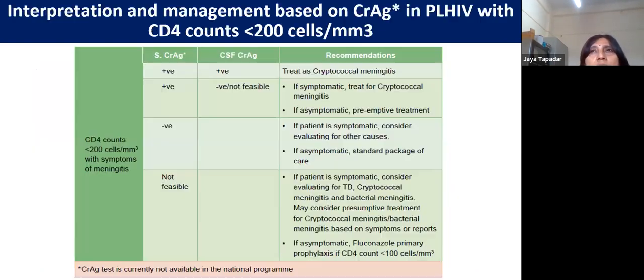And it is recommended by NACO for all patients who have a CD4 less than 200, but it is not being done because the assay is not there in most of your centers. Now, what do you do if somebody has a cryptococcal antigen positive in the serum? The next step is to do a CSF. If anybody has serum CrAg positive, then you have to take out a CSF and do a CSF CrAg.